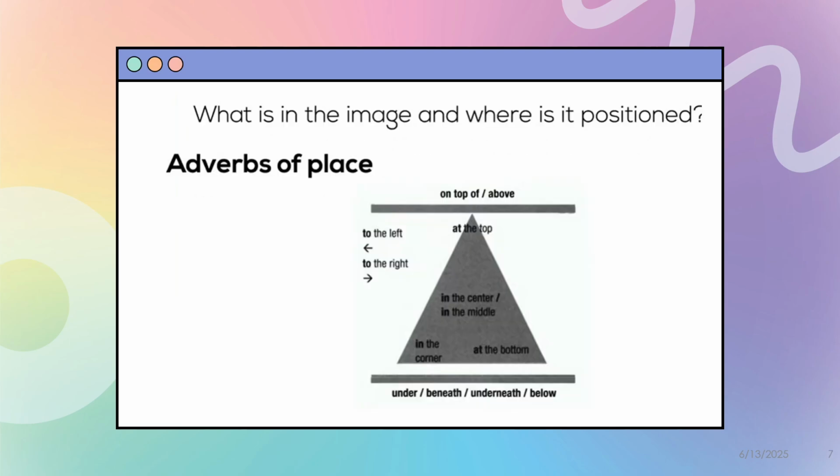So for example, where is the image and where is the position? Here are some examples of adverbs of place. You can see on top of, at the top, to the left of the picture, or maybe to the left of the person, to the right of the picture, to the right of the leg, in the middle, in the center, in the corner, in the bottom, under, beneath, underneath, and below. So those are some adverbs of space or adverbs of place that you can use while you are describing.